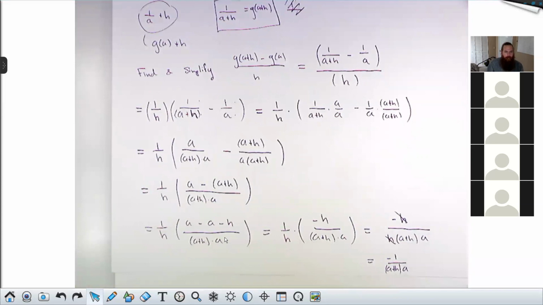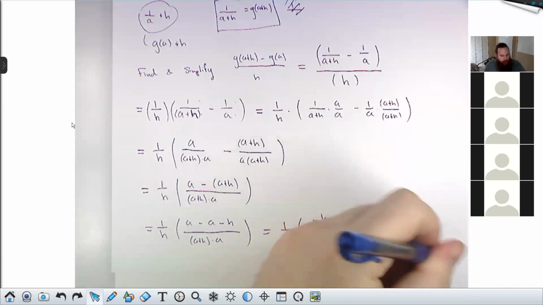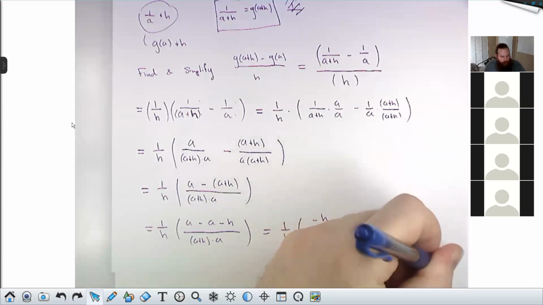Let's see. If I distributed this a times a plus h, that would be a squared plus ah. And you could do that, although it's not necessary for the purposes of the problem. Make sure you give the a to both the h and the a. But yeah, that would be okay as long as you get a squared plus ah downstairs. You could write that as negative 1 over a squared plus ah. Yeah, that would be fine.